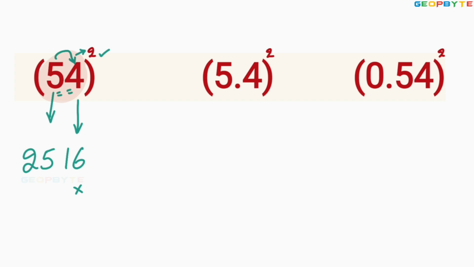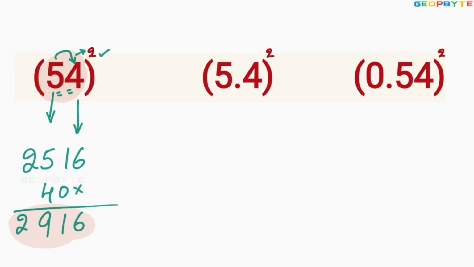Just leave the unit place. Write that 40 here. Add these two: 2916. 2916 is the value of 54 square. I hope you clearly understood.